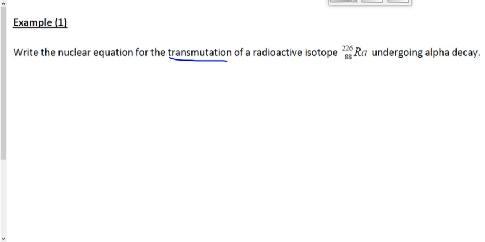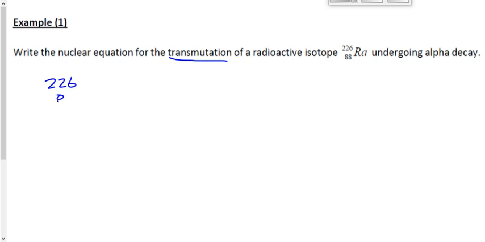So transmutation can occur by radioactivity. Radioactivity can cause something to be transformed into something else. But there's a number of other processes that can cause some nucleus to be transformed into something else as well. Radioactivity is only one example of transmutation. So for this transmutation equation, it is radioactivity, and it's specifically alpha decay. So let's write this down.